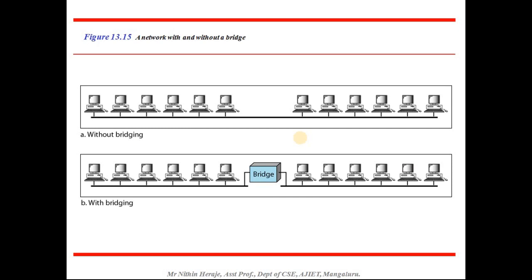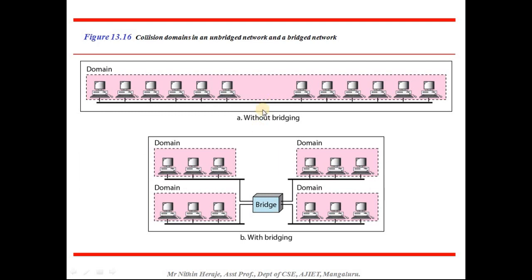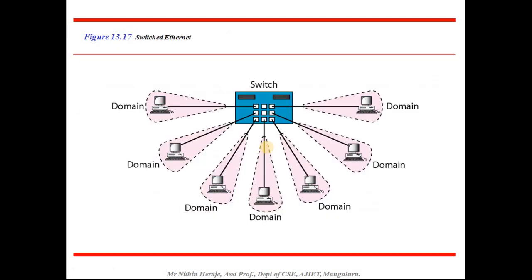Next, this is the network. See, this is with the bridge, and this is without bridge. Here it shows the collision domains in an unbridged network. So this is an unbridged network, and this is a bridged network. This is a switched Ethernet. You can see here separate slots for each of the domains. So the chances of collision are less over here.